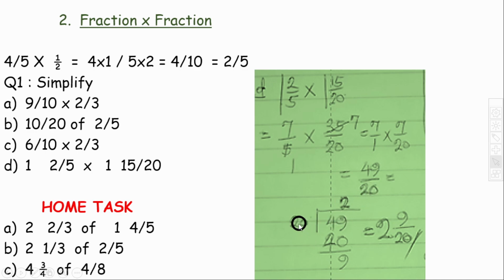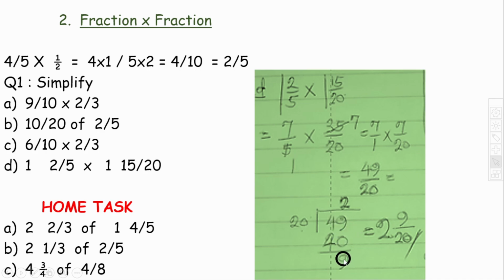Then you ask yourself, how many 20s can you find in 49? 20 times 1, 20, 20 times 2, 40, 20 times 3, 60. 60 is more than 49, so we go back one step. 20 times 2, 40, which is just below 49. So that means we can find only two 20s inside 49. So we write that 2 here. Then 20 times 2, 40. You write it under 49. We now subtract.